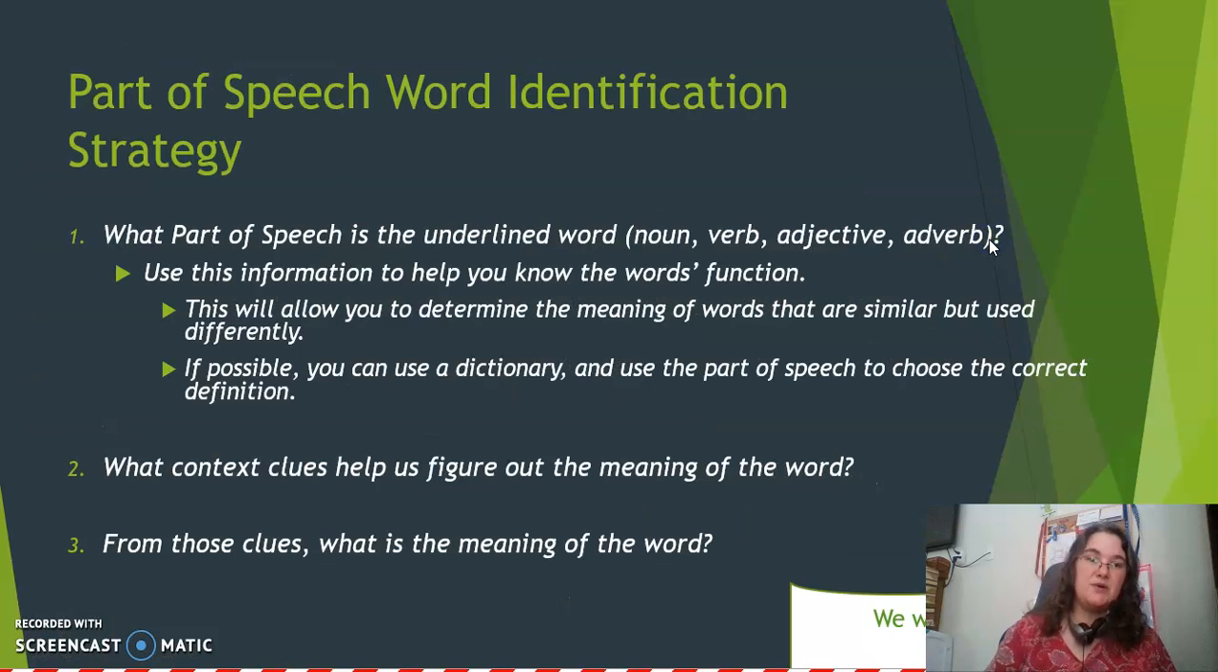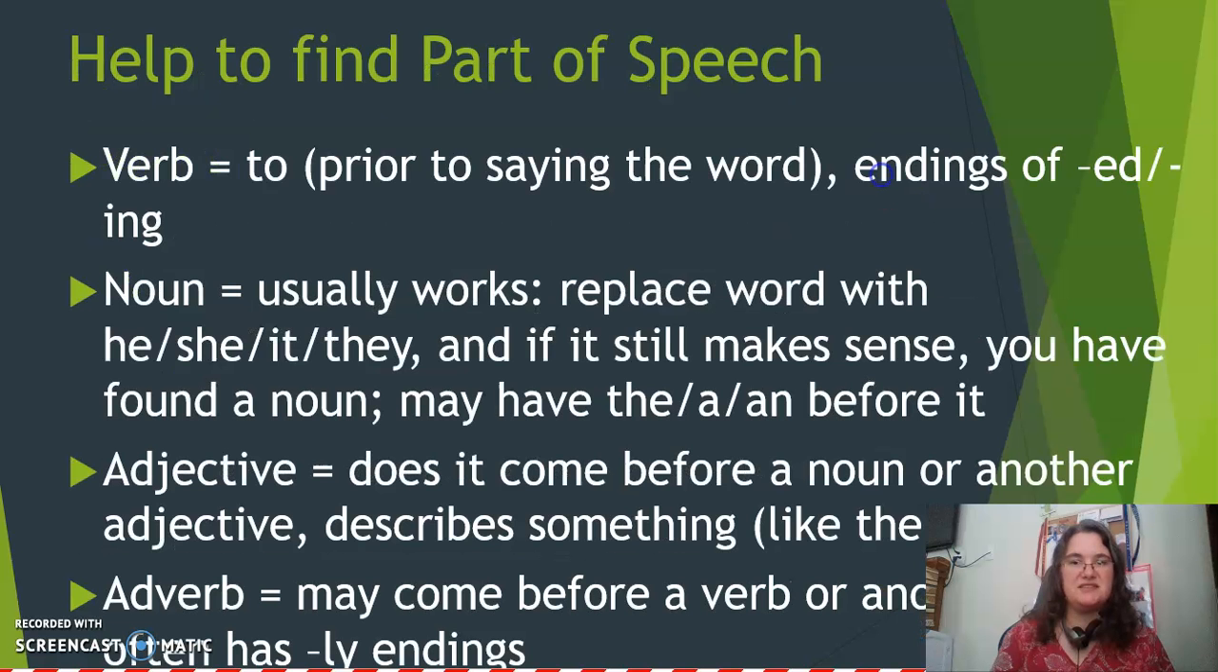Alright, there's a strategy we can use called the part of speech word identification strategy. This is just so you figure out what the part of speech is, like noun, verb, adjective, adverb. This helps you determine the meaning when you've got words that are spelled the same but used in different ways, so there are different definitions for them. Whenever possible, and not when you're doing quizzes, you can use a dictionary to help you define words like that as well.